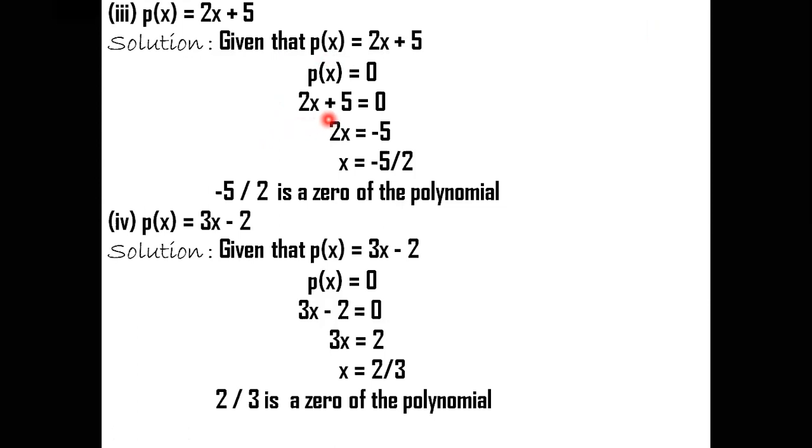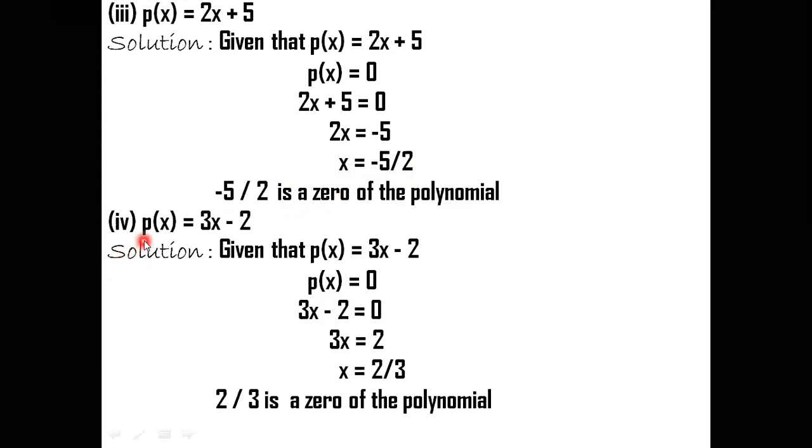First the plus 5 goes to the other side, it becomes minus 5. So I have 2x is equal to minus 5. And then the 2 goes to the other side, it goes to the denominator. So what am I left with? x is equal to minus 5 upon 2. So minus 5 upon 2, which is the value of x, is the 0 of the given polynomial.